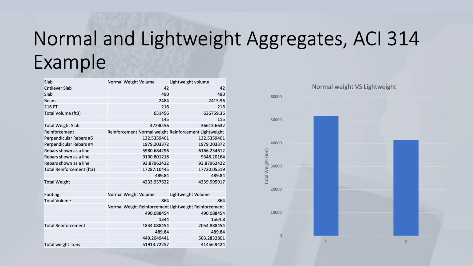ACI 314 has an example for a 9-story structure that is designed based on the concrete manual by using the lambda for normal weight aggregates. I used the manual to design the same structure by using the lambda for rotary-kiln produced expanded aggregates to be able to do a comparison between these aggregates and the common design code approach.